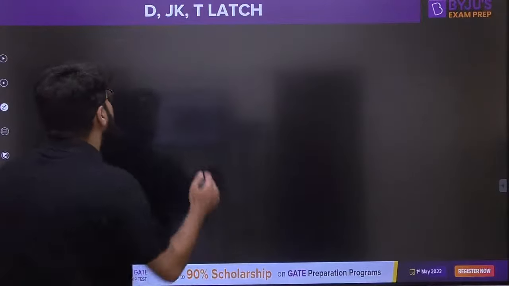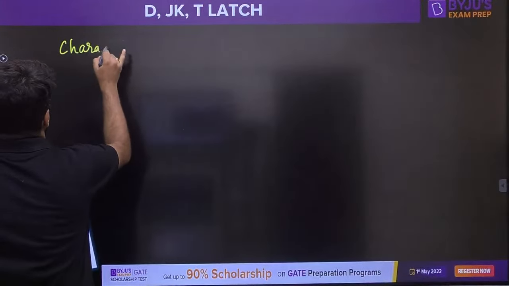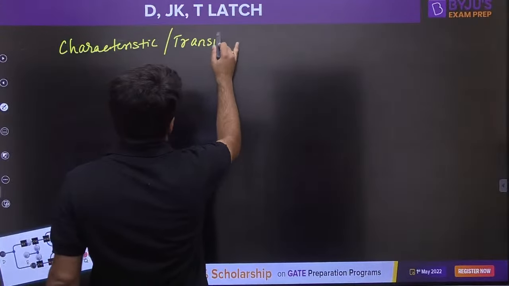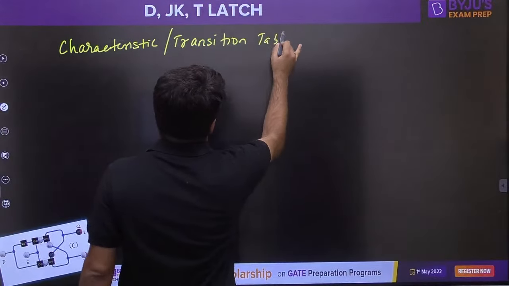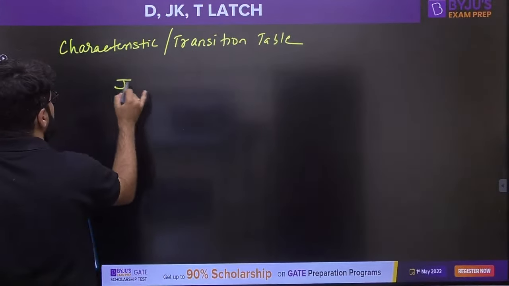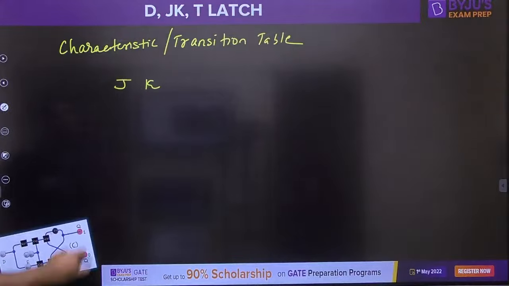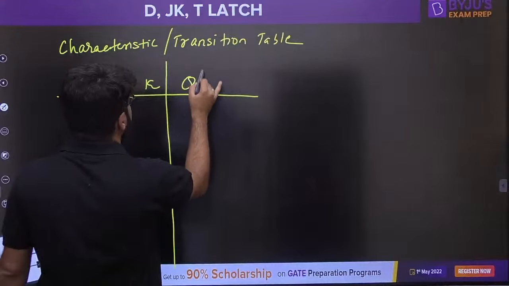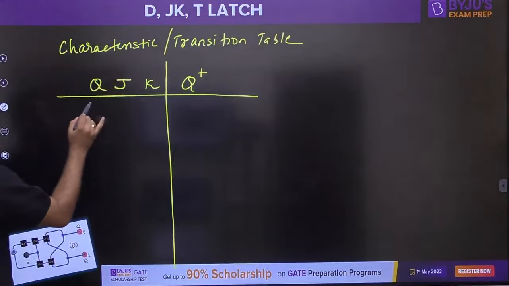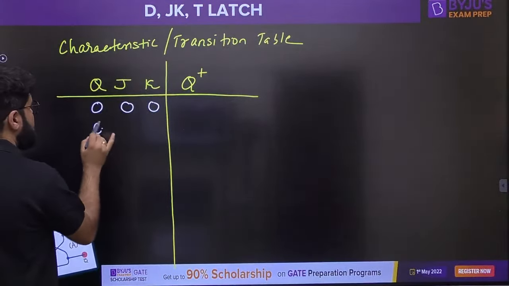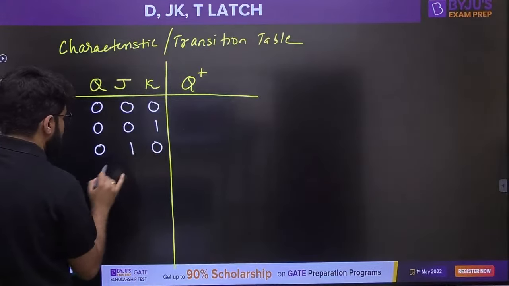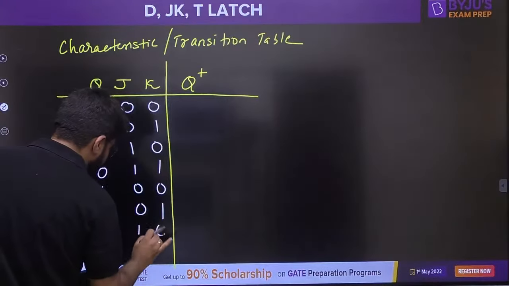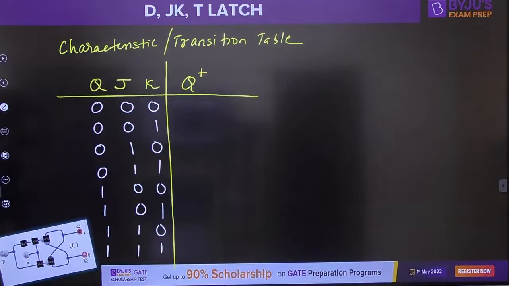Let us write this once again in the form of a characteristic table, also known as the next state table, transition table, or state transition table. There are two inputs J and K, and along with them you have the Q input. Let me write down all the 8 combinations of 3 bits: 000, 001, 010, 011, then 100, 101, 110, 111.